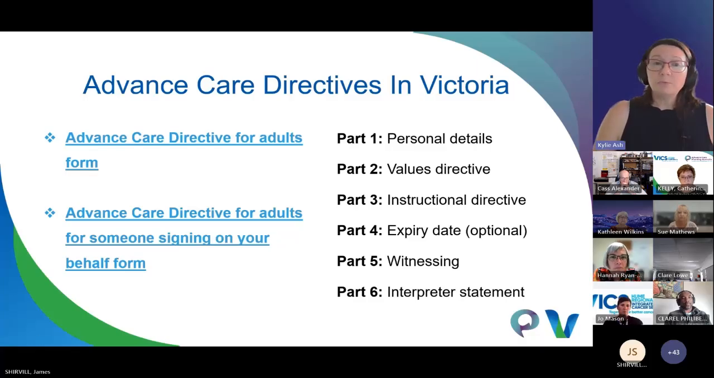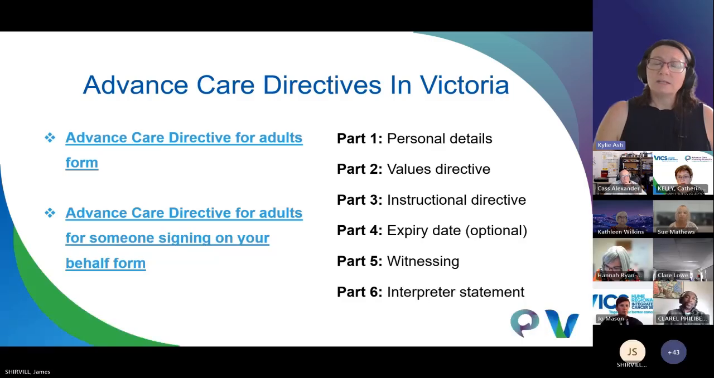So if you do wish to document those wishes and preferences in an advanced care directive, we would recommend that you use the Victorian Advanced Care Directive for Adults form. There is quite a detailed instruction guide available online, which is available to help you complete the form.